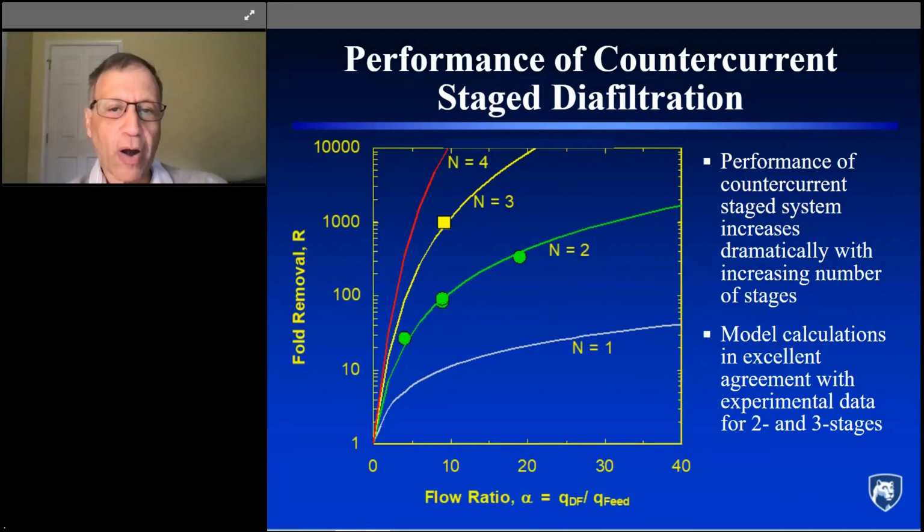A typical target in a bioprocess might be 1,000-fold removal of an impurity that was present in the system or a buffer component. As you can see, we can do this in a 3-stage system using a flow rate ratio of just about 10. If we tried to do this in a 2-stage system, we would require about a 35-fold flow rate ratio, or a factor of 3.5 more buffer.